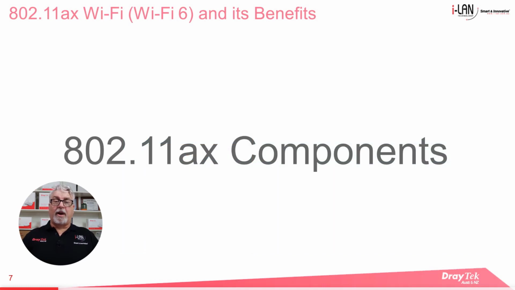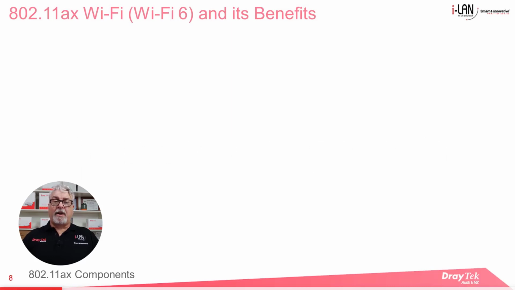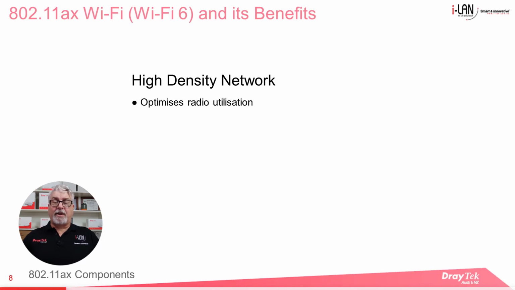Now that we've looked at what 802.11ax is, let's delve a bit deeper and look at the components that make 802.11ax better than its predecessors. As mentioned earlier, 802.11ax, otherwise known as Wi-Fi 6, can be used in high-density Wi-Fi applications. There are a number of parameters that are used to optimize the radio utilization. These are MU-MIMO, OFDMA, 1024 QAM, and BSS coloring. I'll go over each of these in more detail.